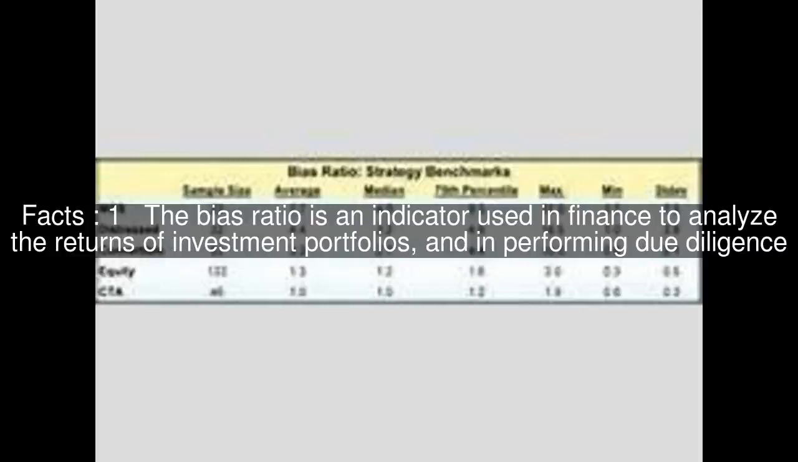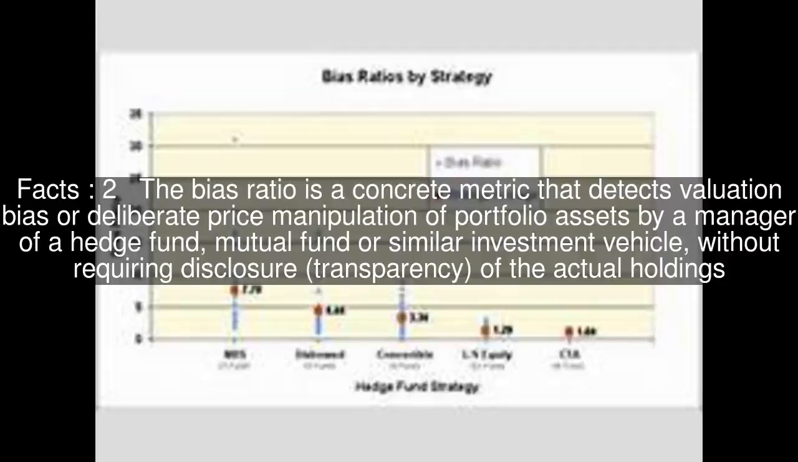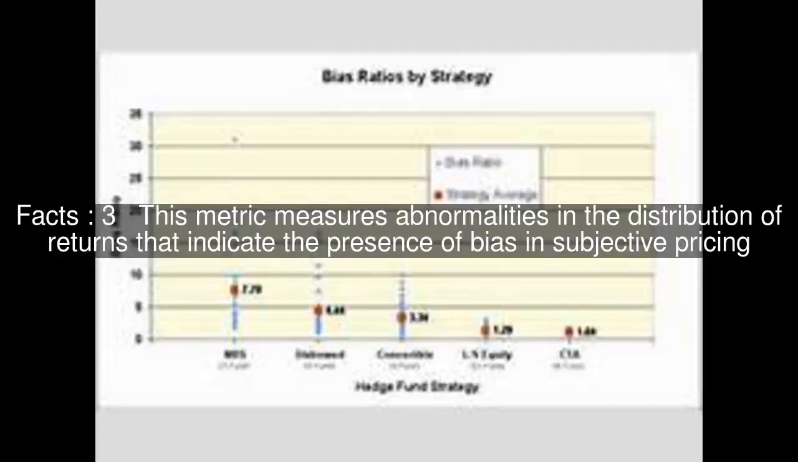The bias ratio is an indicator used in finance to analyze the returns of investment portfolios, and in performing due diligence. The bias ratio is a concrete metric that detects valuation bias or deliberate price manipulation of portfolio assets by a manager of a hedge fund, mutual fund, or similar investment vehicle, without requiring disclosure, transparency, of the actual holdings. This metric measures abnormalities in the distribution of returns that indicate the presence of bias in subjective pricing.